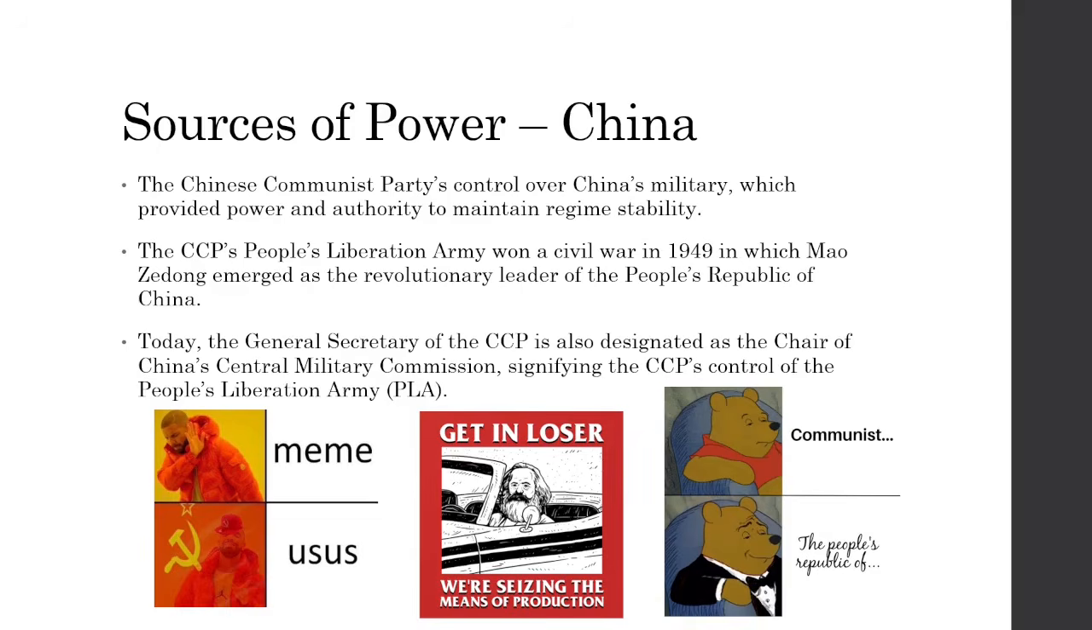Today, the General Secretary of the Communist Party is also designated as the chair of China's Central Military Commission. So this seat gives them a lot of power because they're head of that military, which, as we said earlier, provides a lot of power and authority to the country. So it's all kind of fusing together.